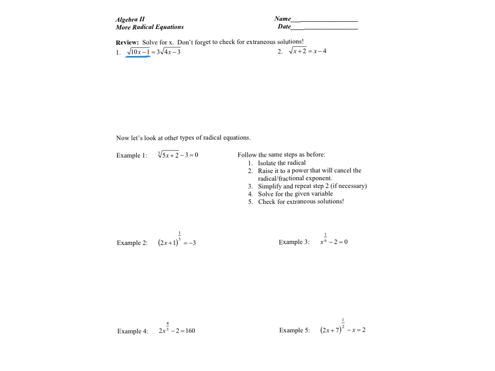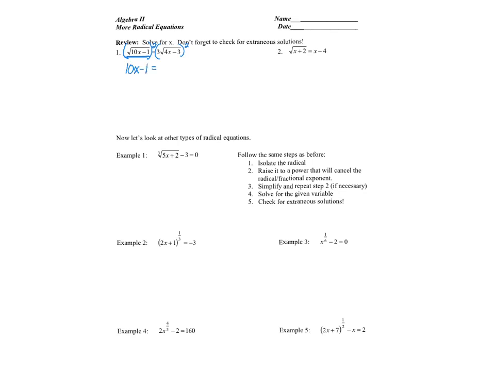Once you isolate, you want to try to cancel out the square root. So the best way to do that is to square both sides. When you square a square root, the square and the square root will cancel out, and you are only left with what's underneath.